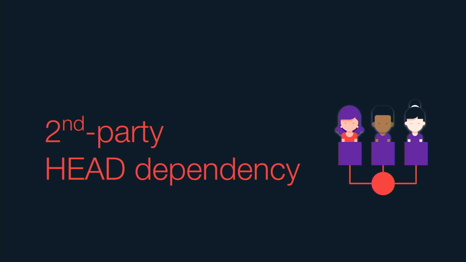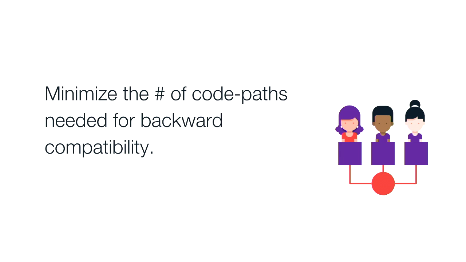So what's second party head dependency? This is having a shared version, which is relatively up to date, that everyone in the organization is using. It can be just using a global version, but this means that everyone is using the same version of the code. Why would you want to do that? So first, because you want to minimize the number of code paths needed for backward compatibility. If I need to maintain a library that supports clients from 5 versions, 3 versions, and the latest version, I have many more code paths that I need to take into account whenever I do a code change.